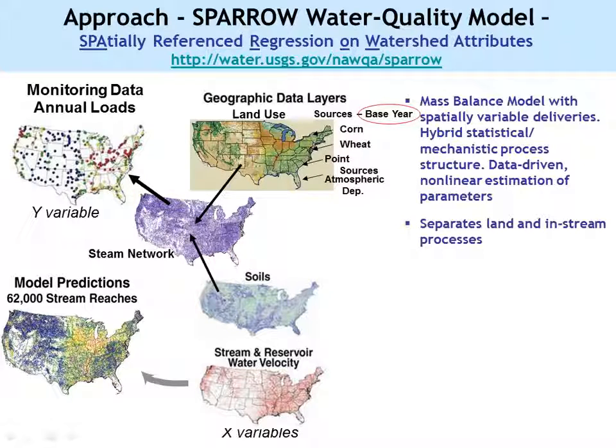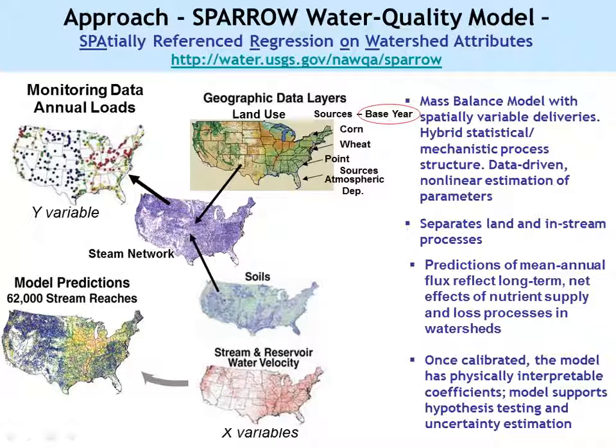What makes this model different than other models? Well, a couple of things. First of all, it separates land from in-stream processes. So what we do is figure out how the nutrients go from the landscape into a stream and then are transported downstream. And you may have heard about some of the applications of SPARROW, like down in Florida, where they're really looking at the in-stream processes, trying to figure out how much of those nutrients are lost during delivery.